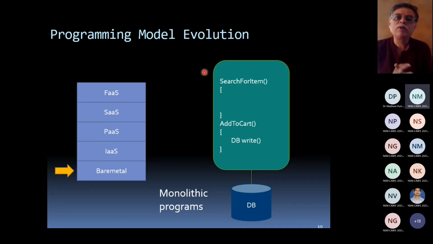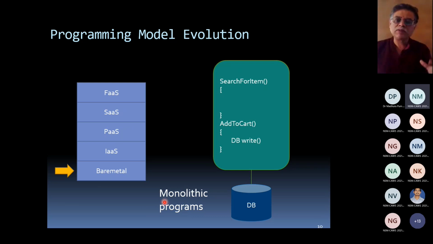Let's stop and take a look at how the programming model has evolved. This is something that all of us are quite comfortable with. We take our laptops, or any server, something which is what we call bare metal, and we write these monolithic programs, right?